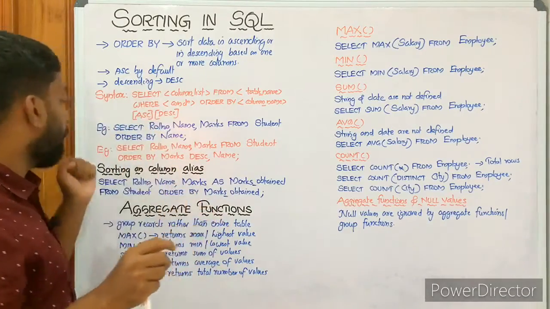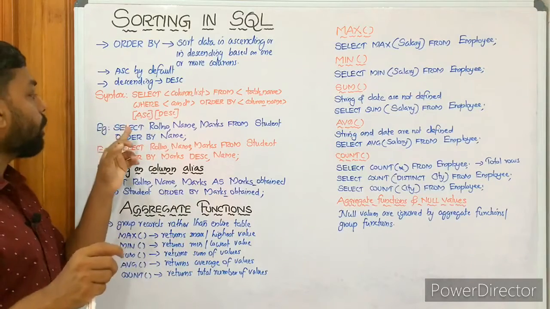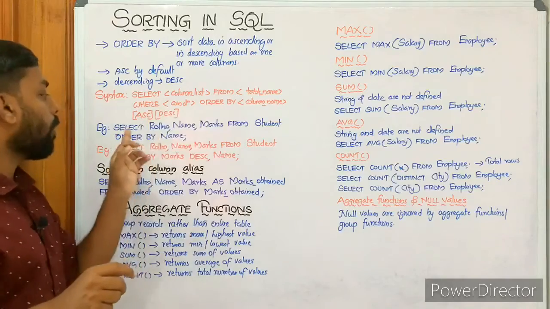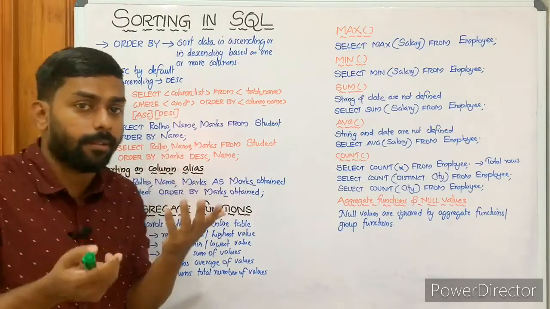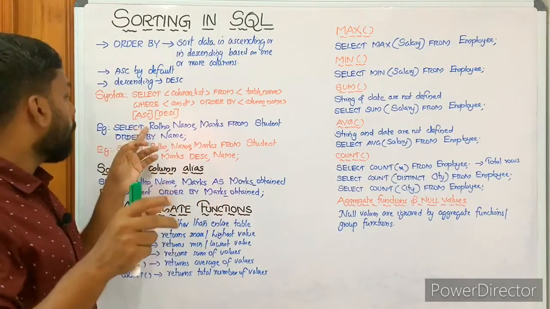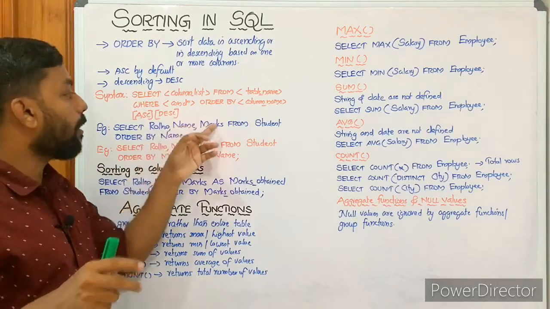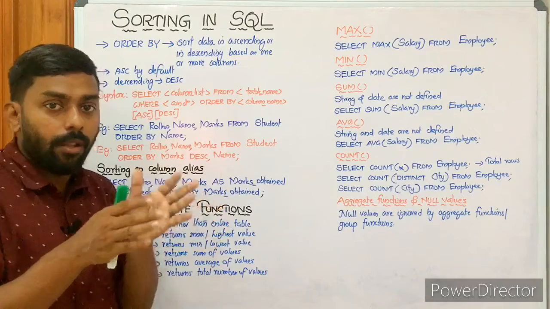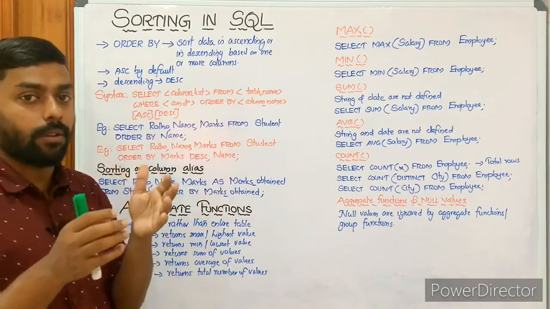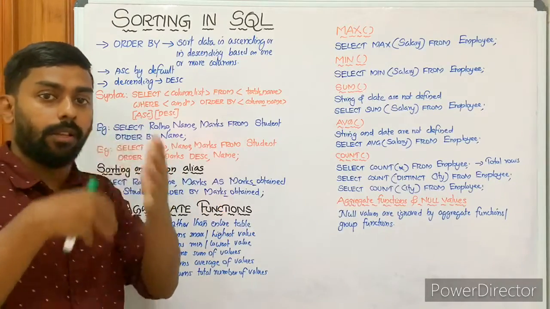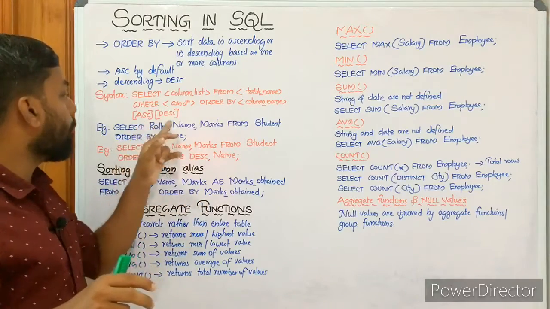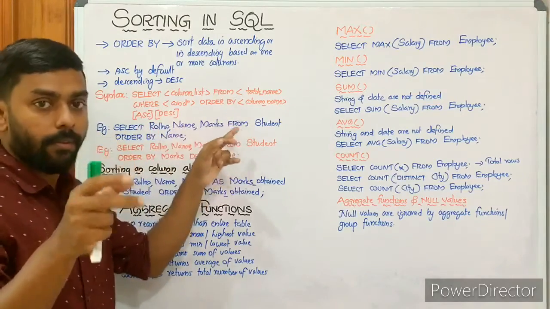Here we have two examples. The first one: SELECT roll number, name, marks FROM student ORDER BY name. What will be the result? It displays the roll number, name and marks of students. Actually, we'll have an original table with some irregularities, and it displays data in the order we entered.